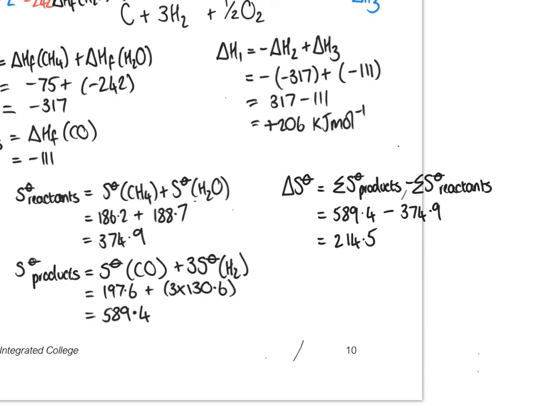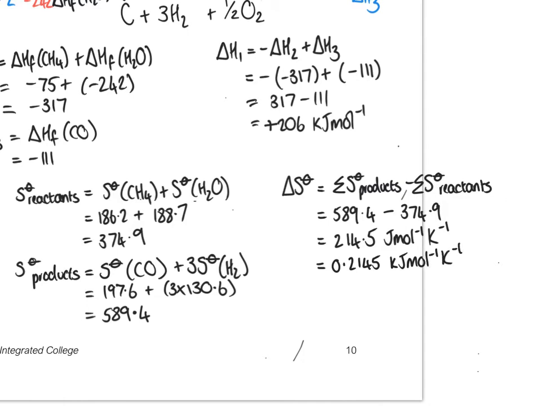214.5. And what are my units of this so far? Joules per mole per Kelvin. What do I need to convert it to? Can you do J K^-1 mol^-1? Yes, you can do joules per Kelvin per mole, that's fine. What do I need to convert it into? Kilojoules per mole per Kelvin. How do I do that? Divide by 1,000. So dividing 214.5 by 1,000, I get 0.2145 kilojoules per mole per Kelvin.